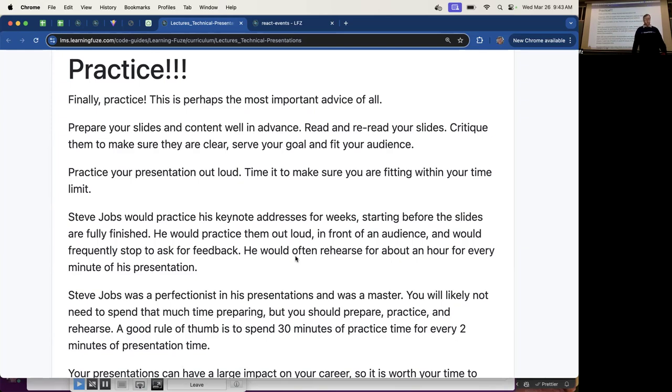And as you read over it, think this is what I'm going to say here. This is what I'm going to say here. This is what I'm going to say here. Practice it to yourself as you're preparing your slides and go over it and over it.